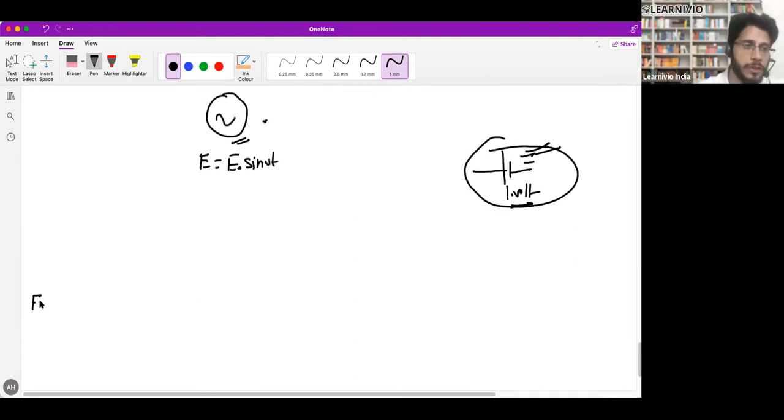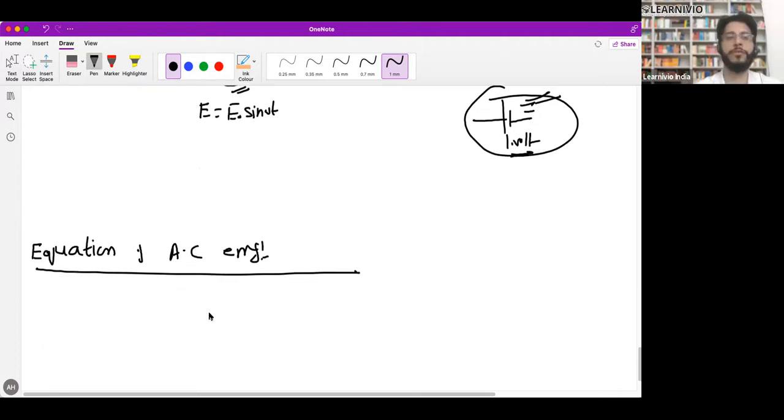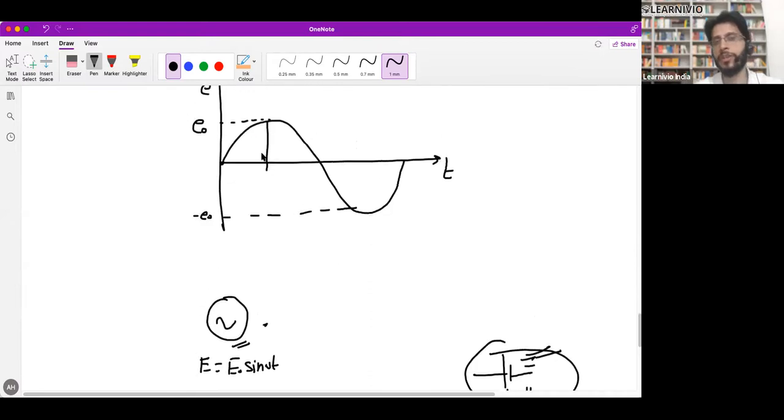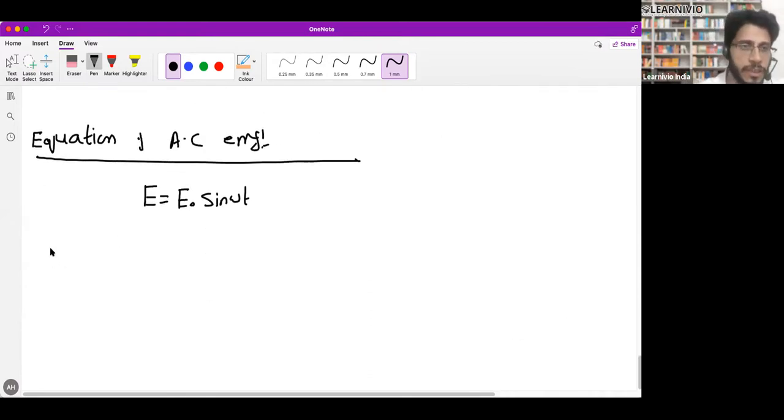So now we will start with equation of AC EMF. Equation of AC EMF. So the chapter starts from here. This is the first equation. E is E naught sine omega t. From where did this equation come? It came from AC Dynamo. Now let's see each and every value.